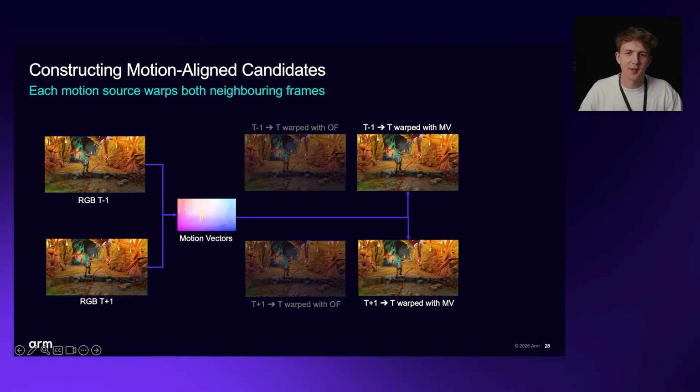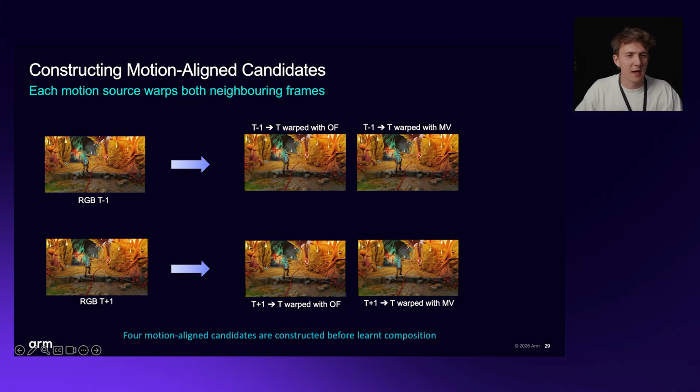Then we do exactly the same thing but using the motion vectors, warping T-1 and T+1 to T using the motion vectors. And by warping both T-1 and T+1, we create candidates with the most amount of information possible. For example, disocclusions in candidate frames warped from T-1 could be resolved with a candidate frame warped from T+1.